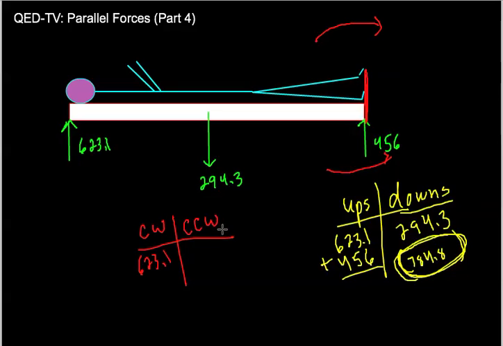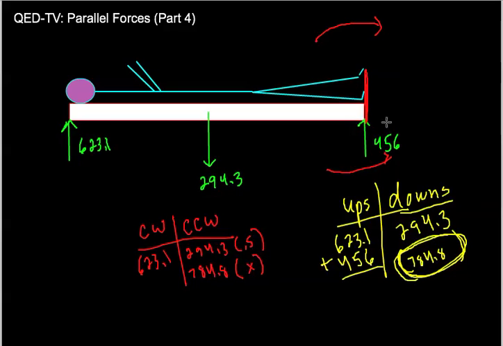And then for counterclockwise, I'm going to have this force, 294.3 times how far out is that? Well, if the whole thing is 1, then that's going to be 0.5. So we're going to take it times half. And then I also know that I have another counterclockwise torque. It happens to be the weight of this body, which is 784.8. But I don't know where it is. I don't know how far out the center of gravity is for this object, so I don't know where to put this weight. So I'm going to put in there X.